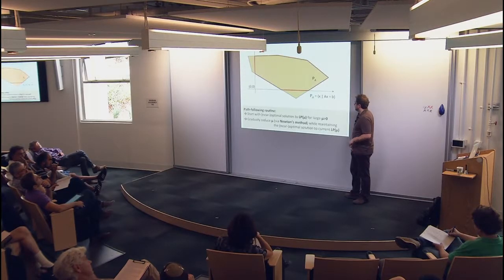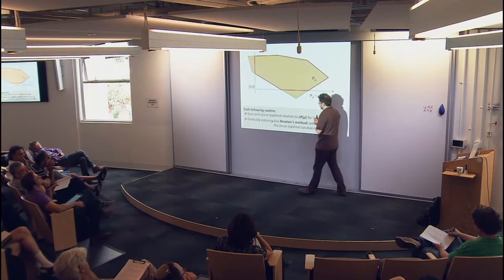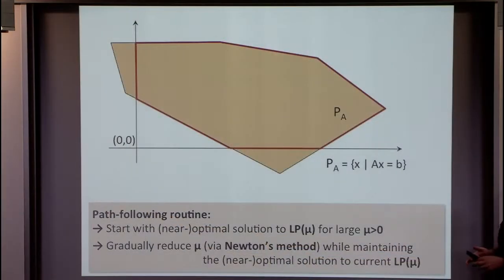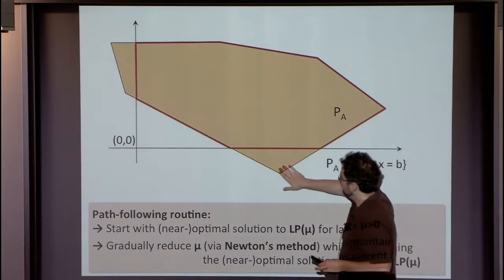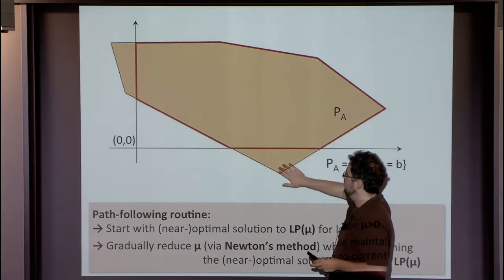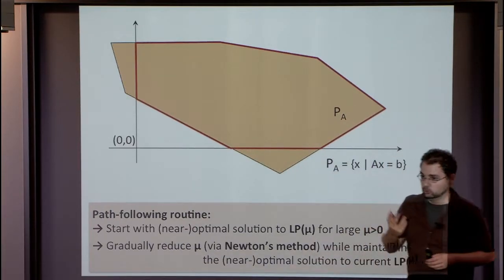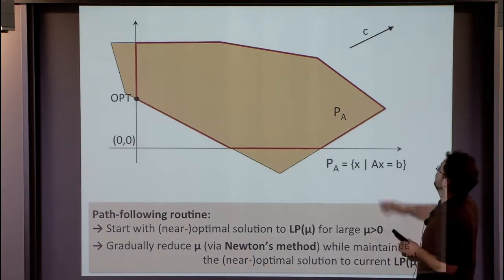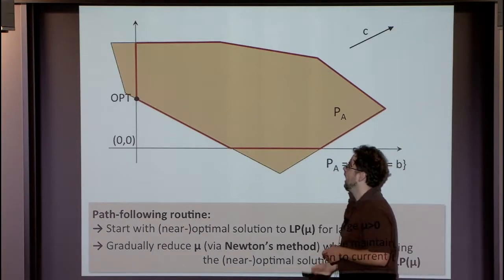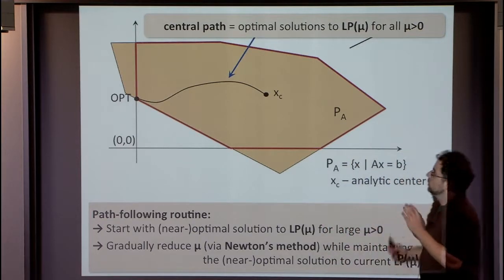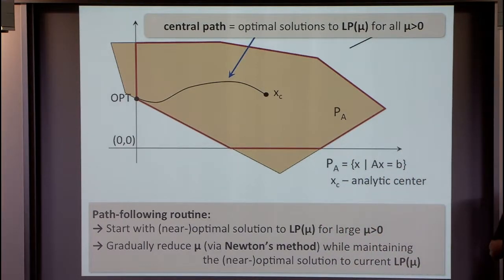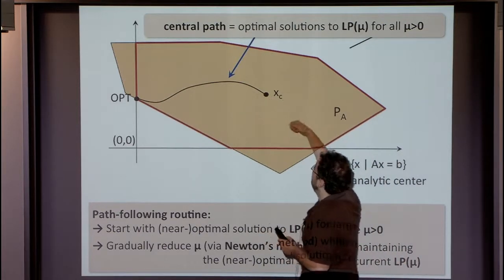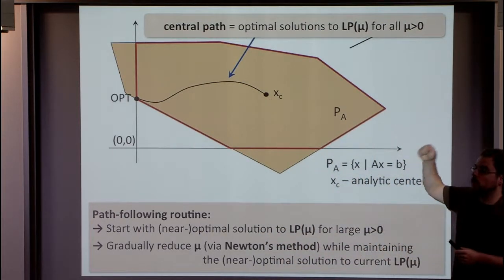And why is this called the path following routine? Well, this is a very nice conceptual picture. Imagine that this is your feasible region. This is AX equals B, and this red constraint corresponds to imposing the non-negativity constraint. If this is our cost vector, then our opt lies somewhere here. The key thing to look at is something called the central path, which is a curve that you get by looking at all the optimal solutions to LP mu for all values of mu.